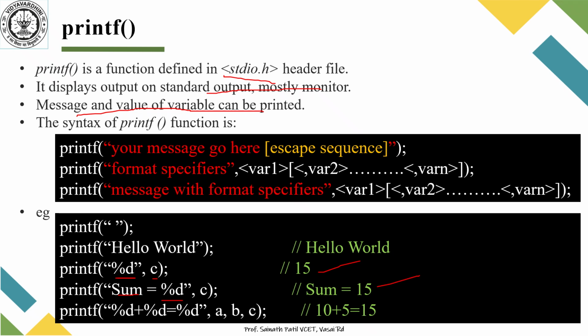Now in another way, you can write it like this: printf in quotation marks %d plus %d equal to %d. Now in place of the first %d, it will take the value of a, plus sign as it is, that is the operator. Then the value of b will be taken in the second %d, equal to sign, and the value of c, that is the calculated one. So 10 plus 5, 15 will be displayed.